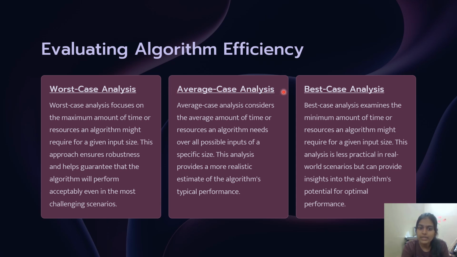The next one is average case analysis. Average case analysis considers the average amount of time or resources an algorithm needs over all possible inputs of a specific size. This analysis provides a more realistic estimate of an algorithm's typical performance. And the last one is best case analysis. Best case analysis examines the minimum amount of time or resources an algorithm might require for an input size. This analysis is less practical in real-world scenarios but can provide insight into the algorithm's potential for optimal performance.